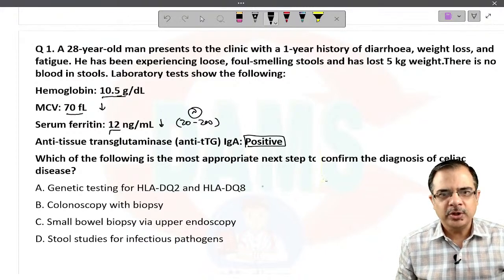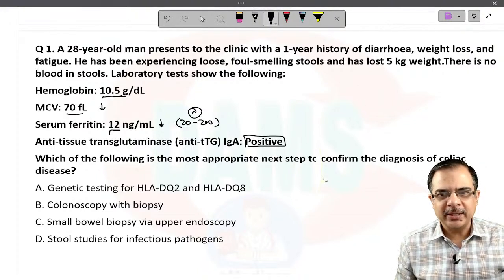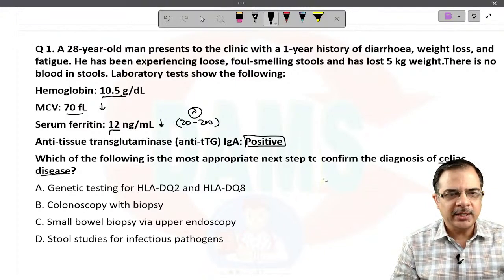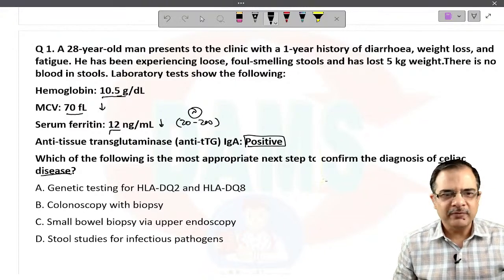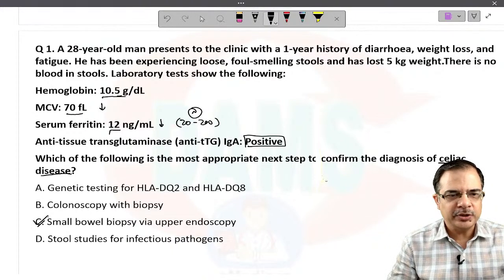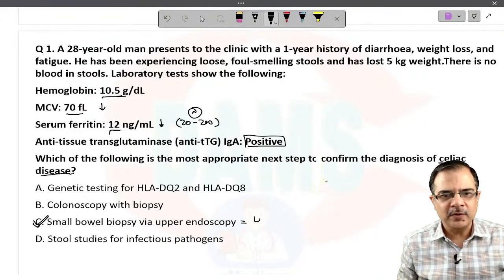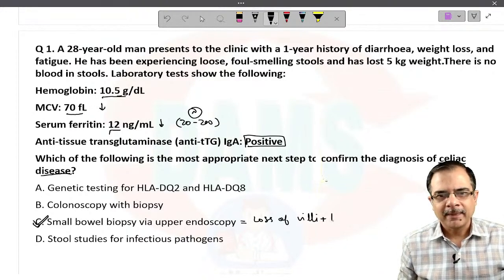Which is the most appropriate test to confirm the diagnosis of celiac disease? The diagnosis is suspected celiac disease based on the TTG antibody. The confirmatory test for celiac sprue is a small intestinal biopsy, and that will show the characteristic finding of loss of villi along with a lymphocytic infiltration.